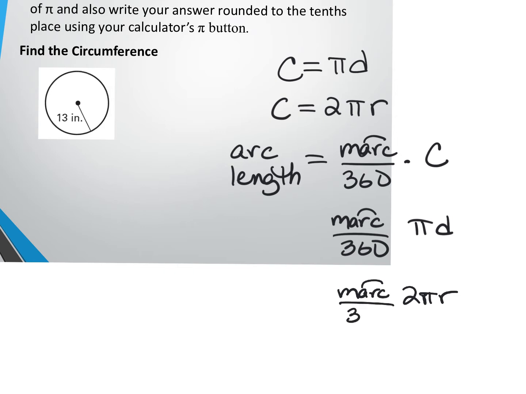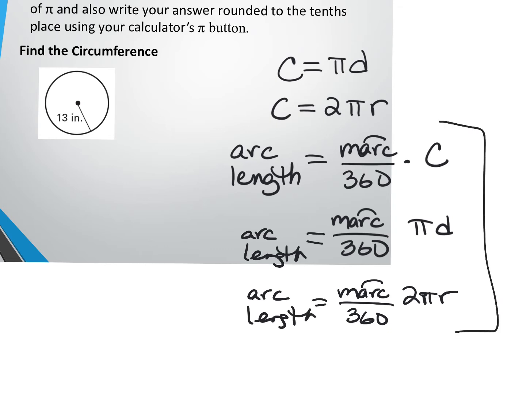It's all going to depend on what is given to you, and then you're going to use one of these three forms for the arc length. So these are all the same. The only thing that is changing is whatever they're giving you for the circumference.